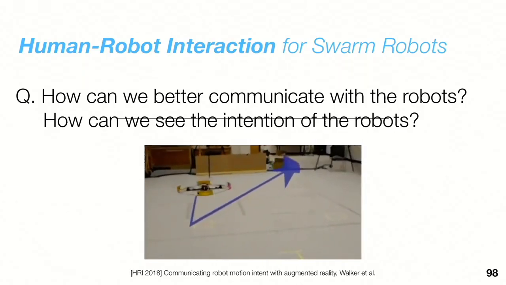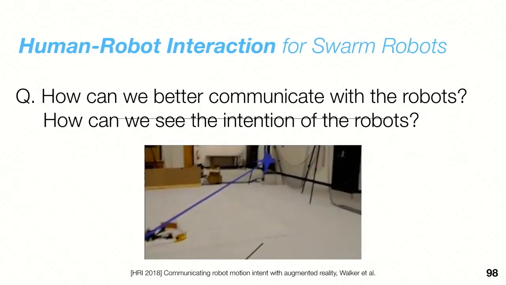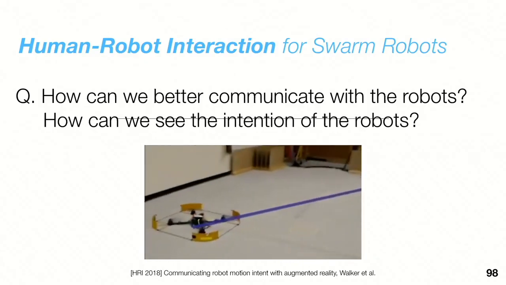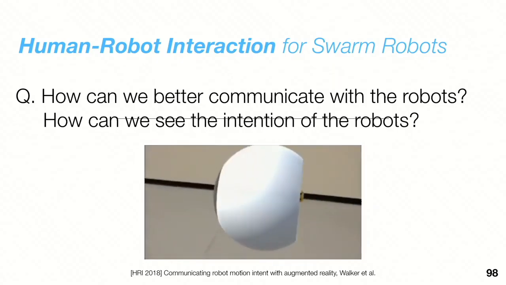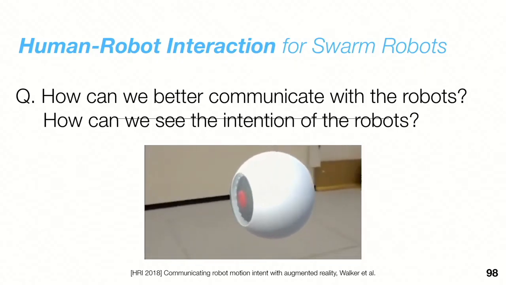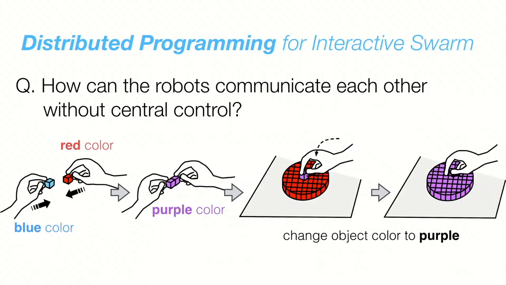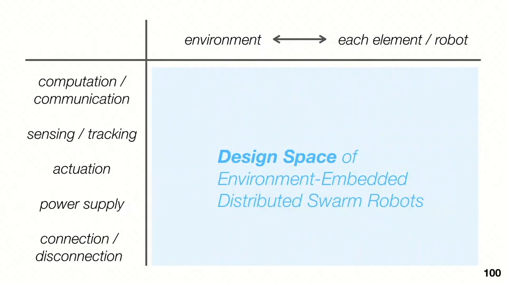So it's interesting how we can leverage augmented reality to better communicate and support understanding between the robots and the human. And also how we can make the programming a little more distributed from the user interaction perspective. So each swarm element can have a state or a program, and then we can combine them to make a new state, for example. These are point-wise future research directions.